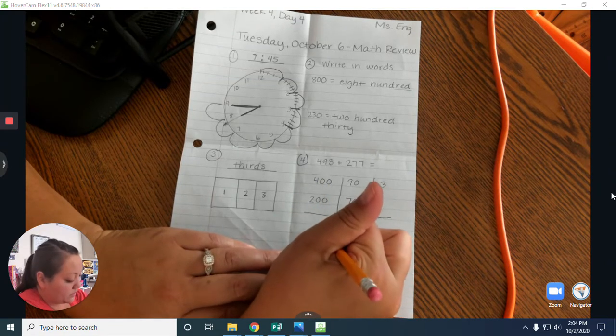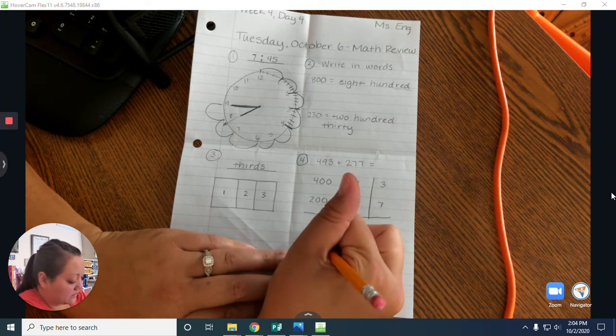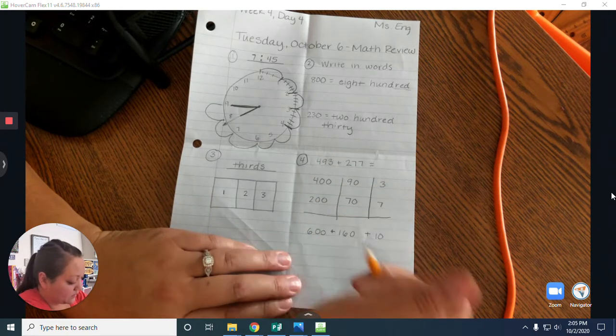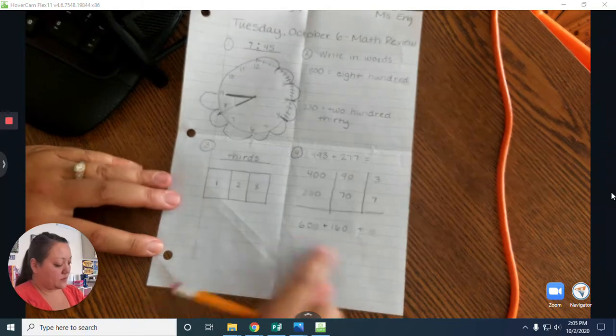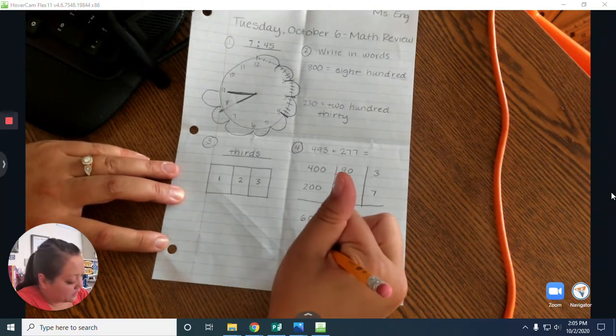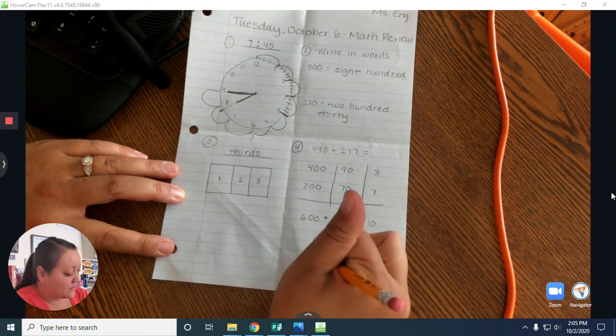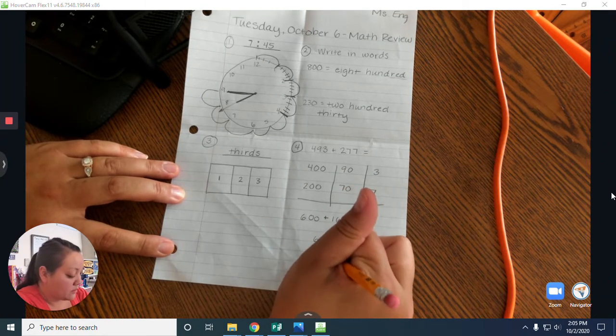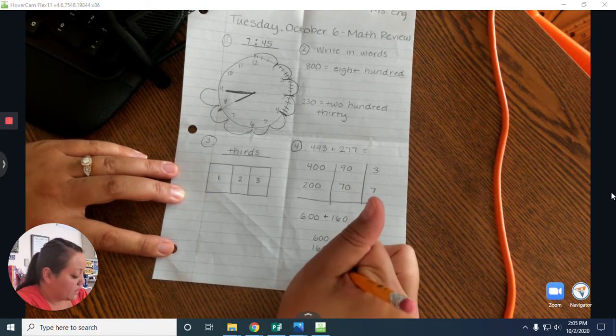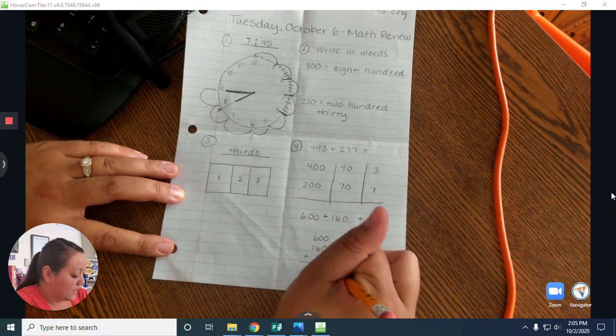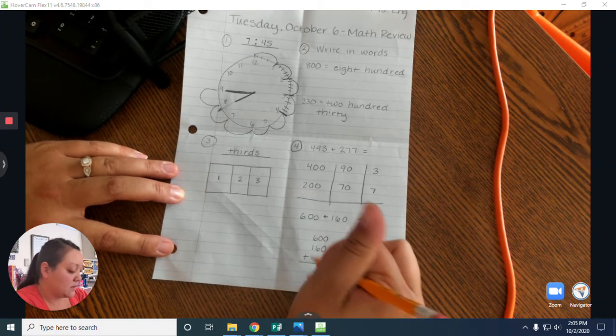And then 0 plus 0 is 0, 0 plus 0 is 0. I'll write that down right there. And then 4 plus 2 is 6. Okay, well now I have some different things. So now I'm going to add this up again. So I've got 600. I like to put mine in standard algorithm. That's just how I learned. And that way I really make sure I line up my numbers, my 1s, my 10s, and my 100s.